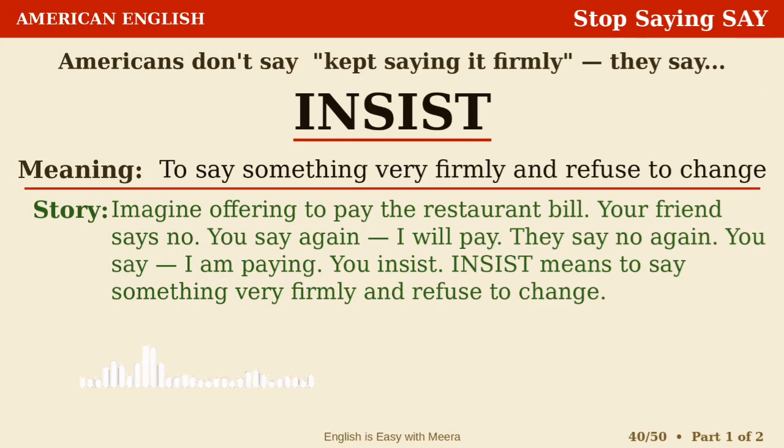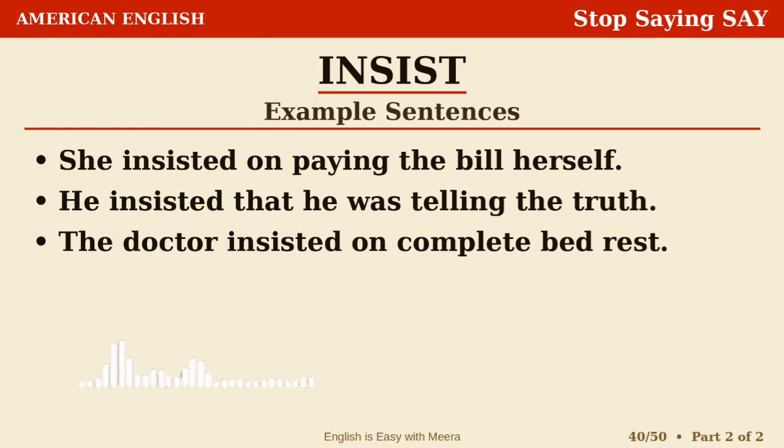40. Insist. Americans don't say, kept saying it firmly. They say insist. Meaning, to say something very firmly and refuse to change no matter what. Story. Imagine offering to pay the restaurant bill. Your friend says no. You say, I will pay. They say no again. You say, I am paying. You insist. Example. She insisted on paying the bill herself. He insisted that he was telling the truth. The doctor insisted on complete bed rest.